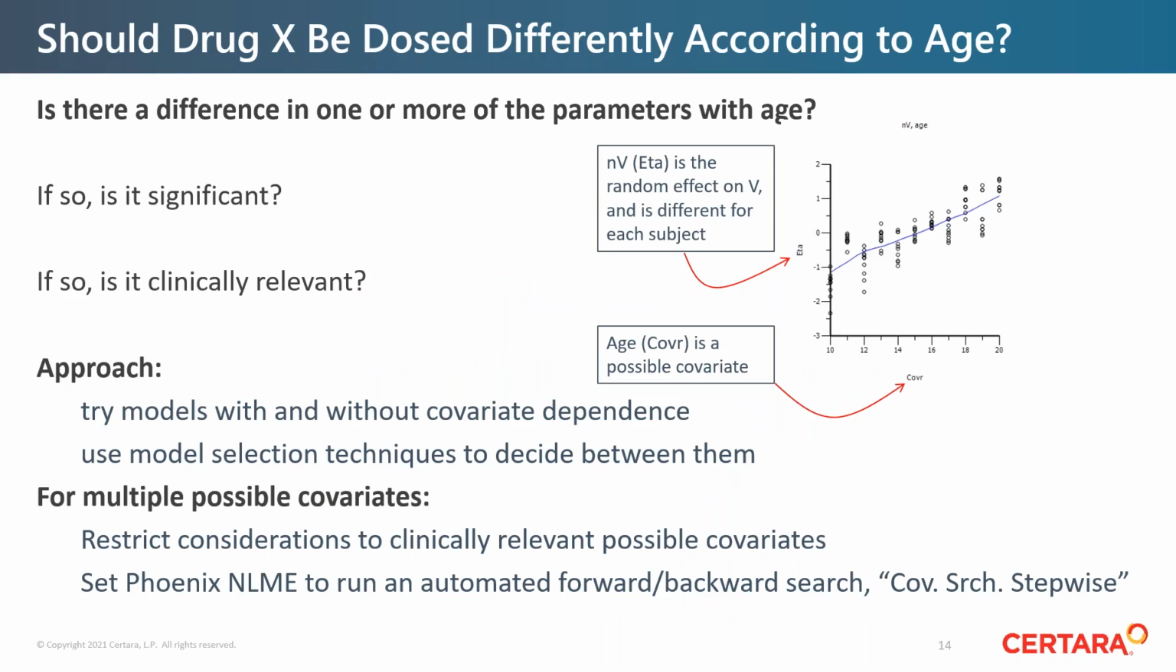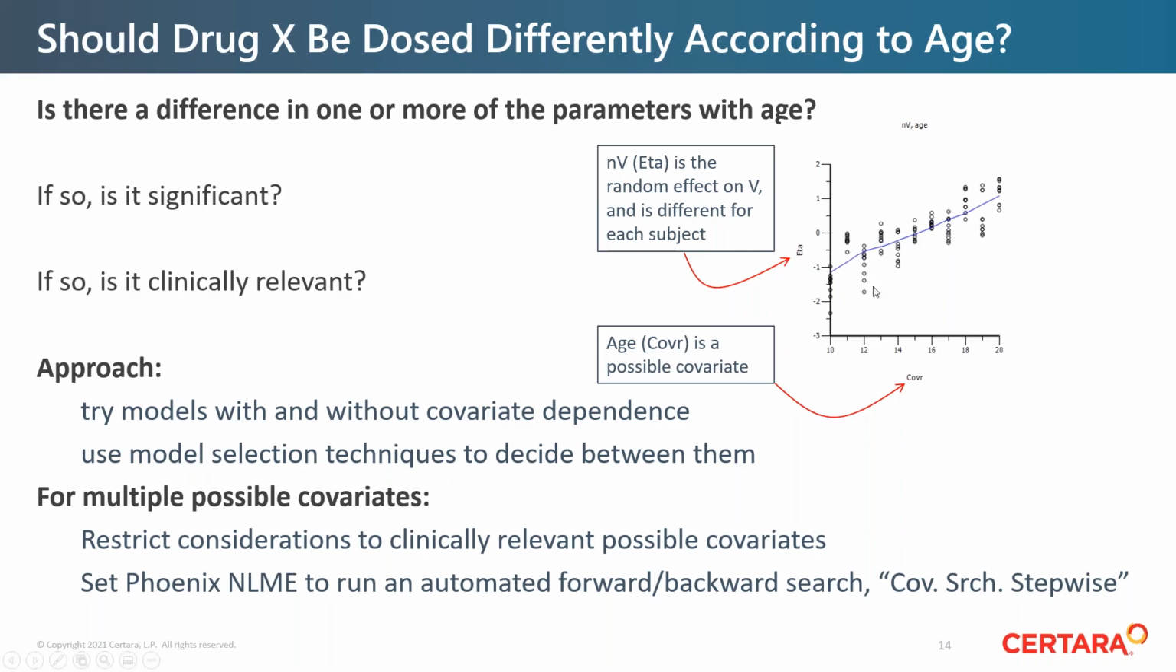And why have I put up those couple of pages of long equations? Well, because I wanted to show you what that means. Essentially, it's there to answer the question, should a drug be dosed differently according to some covariate? Here's an example of age.